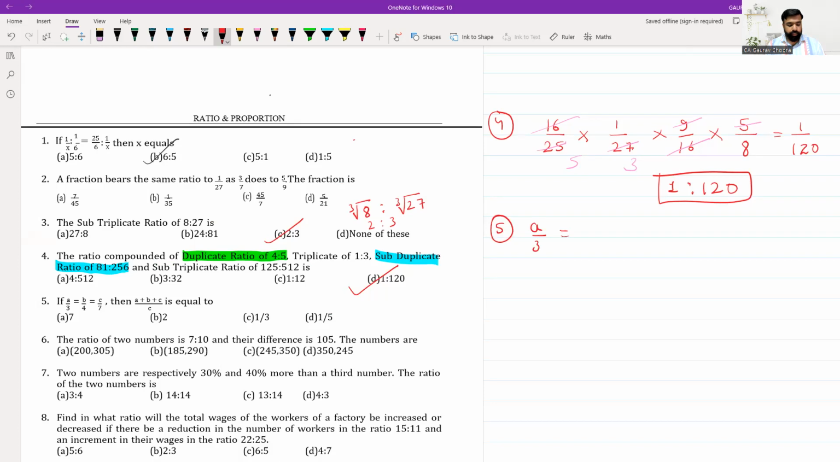A by 3 is equal to B by 4 is equal to C by 7. This is given in the question. And what is the requirement of the question? The question says find the value of (A plus B plus C) upon C. You have to calculate this value. So here the most important property will apply. Which one?